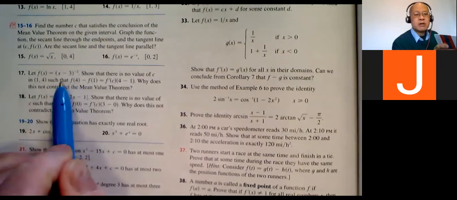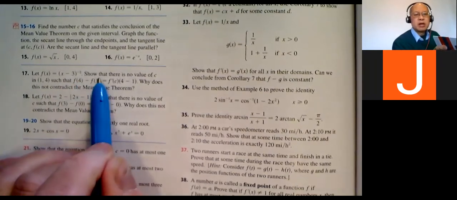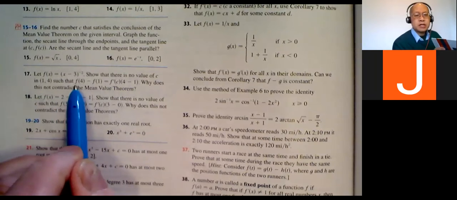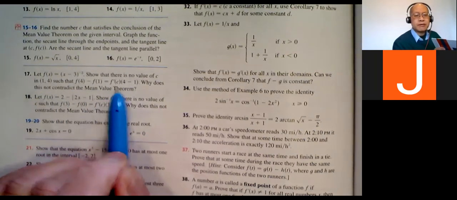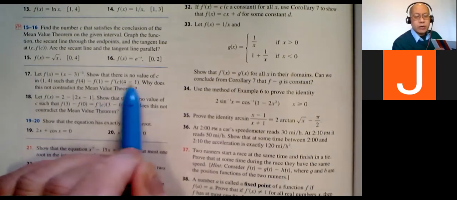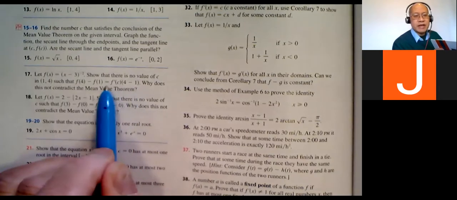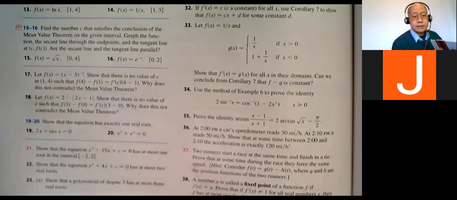All right, f of x equals (x minus 3) to the negative 2. Show that there's no value of c in (1, 4) such that f of 4 minus f of 1 is equal to f prime of c times (4 minus 1). The way they write that is that alternate version that Mr. Stewart gave, but it's basically the same thing. Okay, so what do they mean?